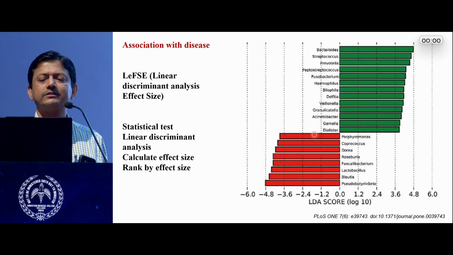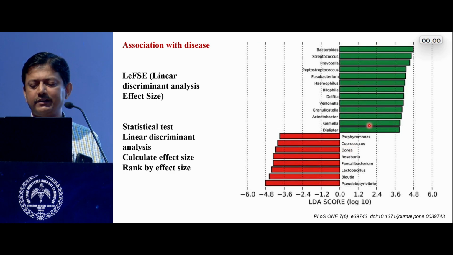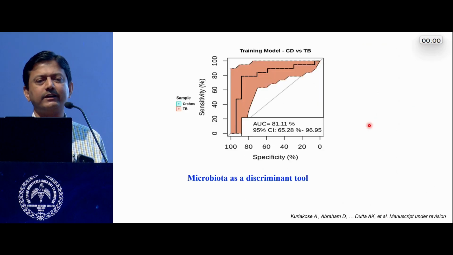So again, all these are with one particular condition. Finally, when you have hundreds of organisms, you just want to know, so this is my final slide. Once you find the organisms which are linked with disease and not with disease, you can make a ROC curve. This is again our work on TB versus Crohn's, whether the microbiome can differentiate tuberculosis from Crohn's disease, work done by Ajit Kuryakos, one of my thesis students.